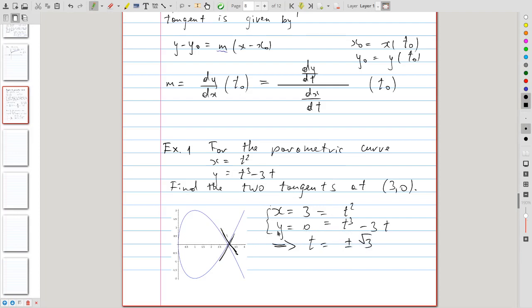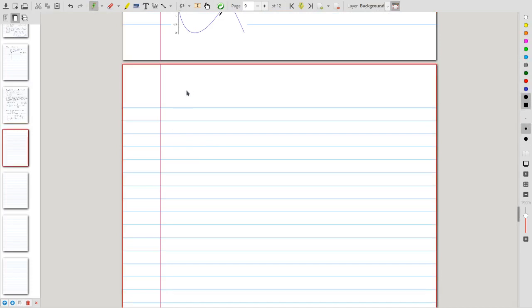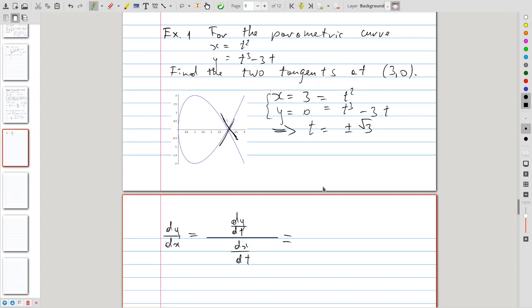And now let's go ahead and compute the slopes. To compute the slopes, we'll need the value of the function dy over dx. So what we'll do is compute dy over dx. According to the formula we have here, we need to take the derivative of y with respect to t, which is 3t squared minus 3, divided by the derivative of x with respect to t, which is 2t. We can simplify this a little bit, and it is equal to 3/2 times t squared minus 1 over t.